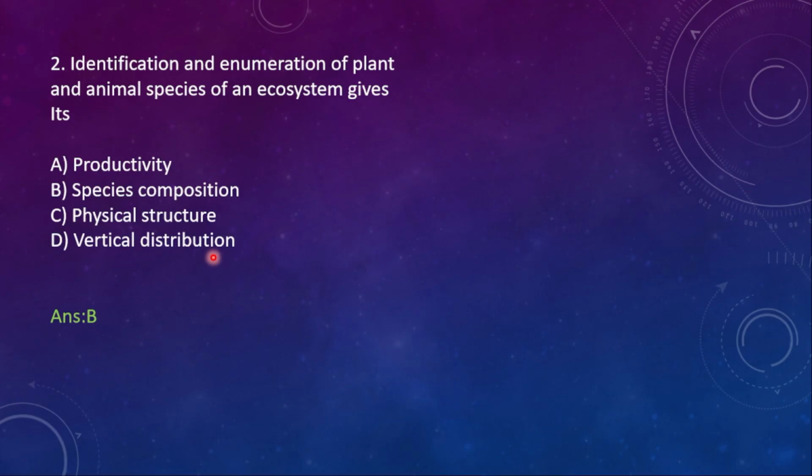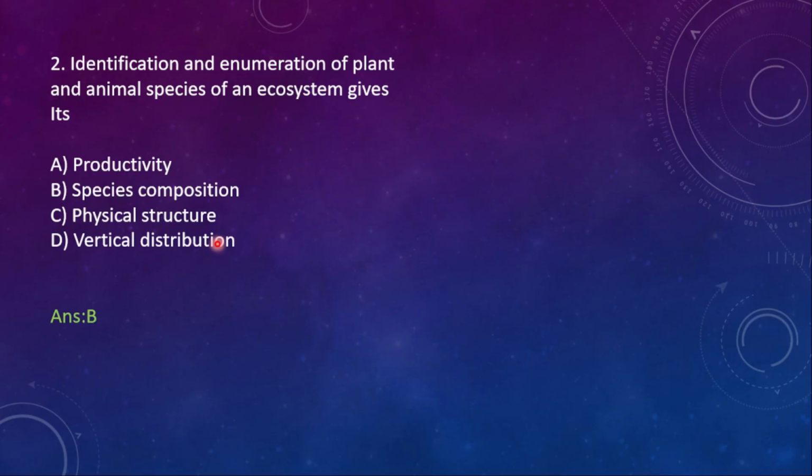What does species composition actually mean? This term refers to the collection of different species that make up a biological community. You identify and count the different plant and animal species in a particular specific area. Such a thing is said to be species composition.